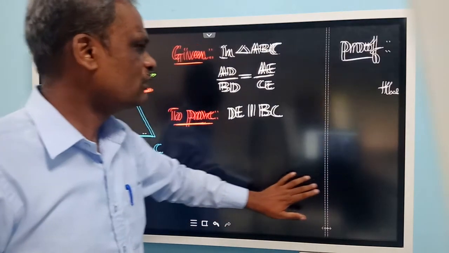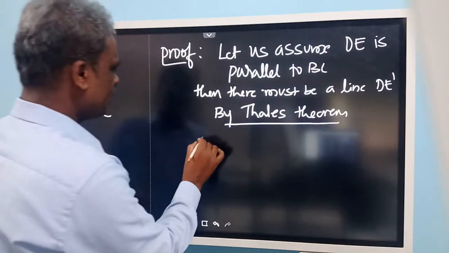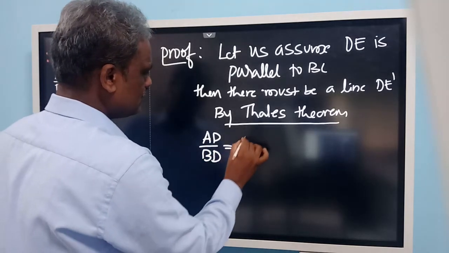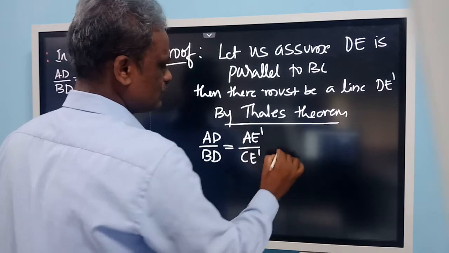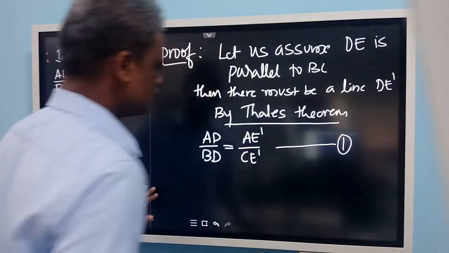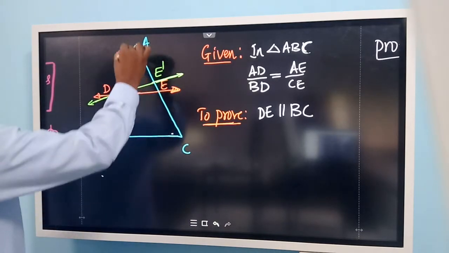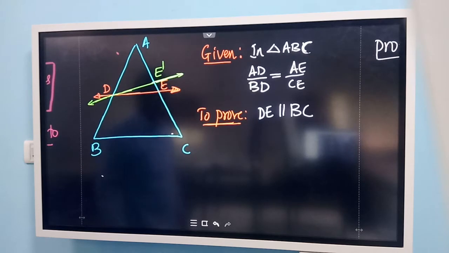Good. So you have to apply this because it is parallel. We will write AD by BD is equal to AE dash by CE dash. You call this as 1. AD by BD is equal to AE dash by CE dash. That is by the basic proportionality theorem.